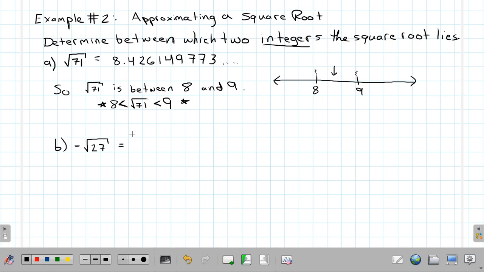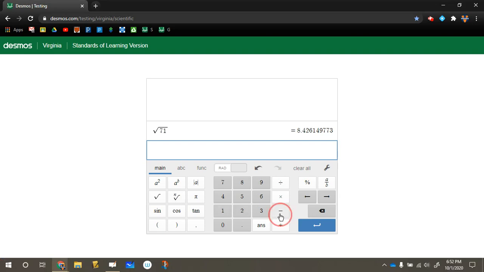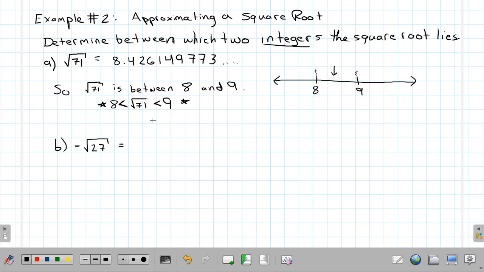But once again, the easy way is go to your calculator. Negative square root of 27. You see that that's the decimal that you get, -5.196152423. Once again, dot, dot, dot, because the square root of something other than a perfect square is going to give you a never-ending decimal that doesn't repeat, an irrational number. So we have negative square root of 27. Well, this is negative 5.196152423 dot dot dot.